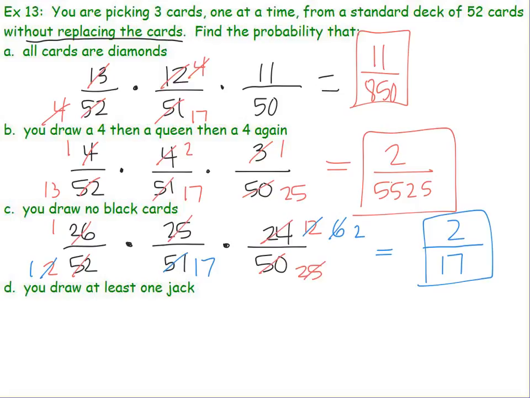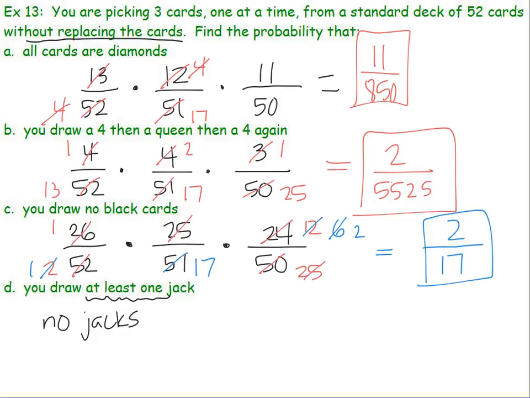Let's look at the last part of this example. You want to know the probability that you draw at least one jack. So here's the question that's going to be the most confusing. We've seen this phrase "at least one" before. We hate that statement because there's lots and lots of cases. So we always use the complement. So our focus is going to be no jacks. And so we need to start by finding the probability that there are no jacks being drawn.